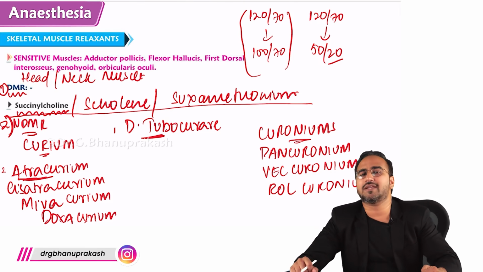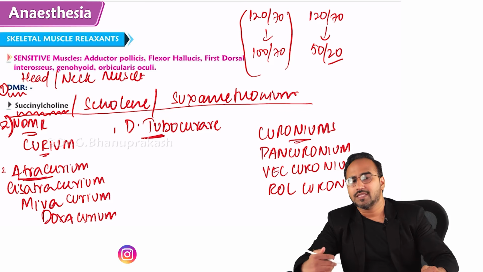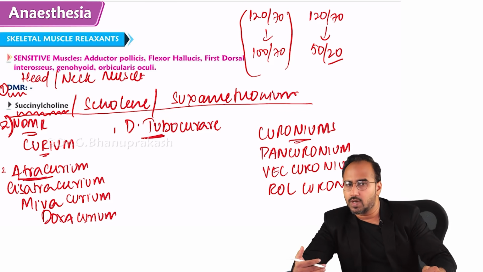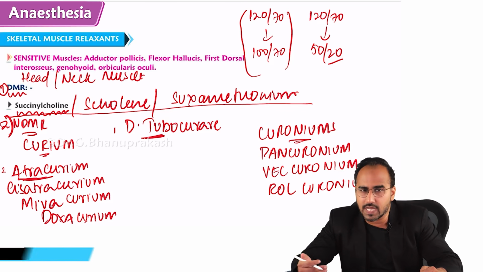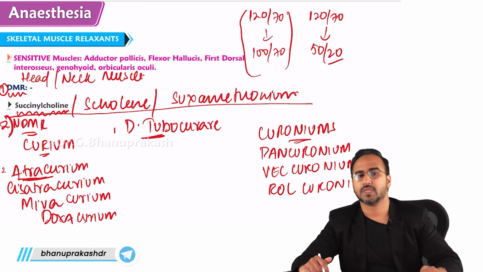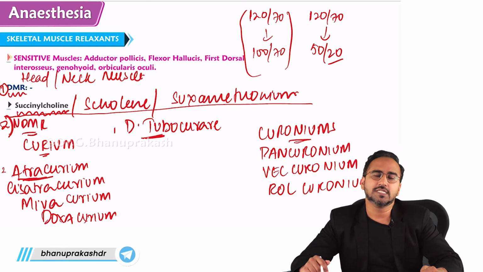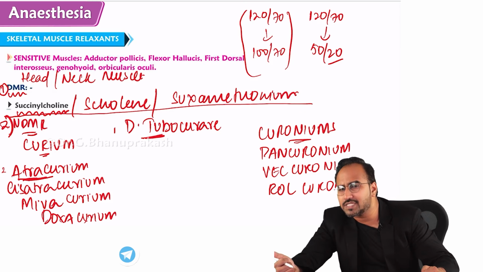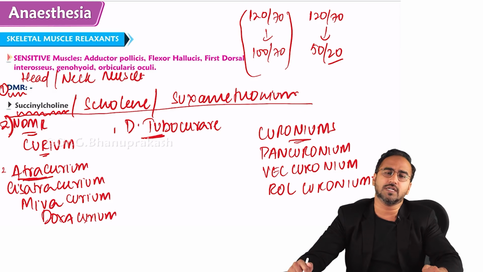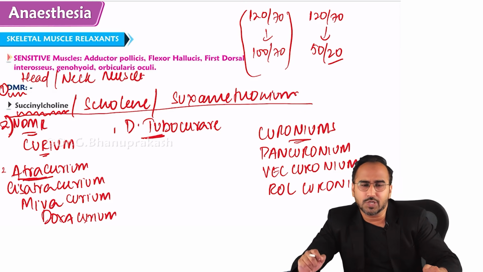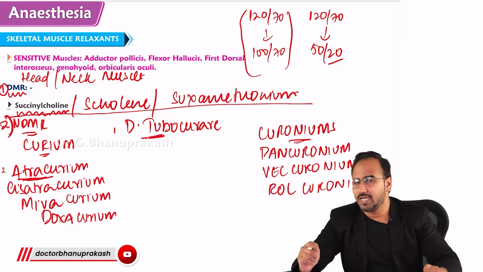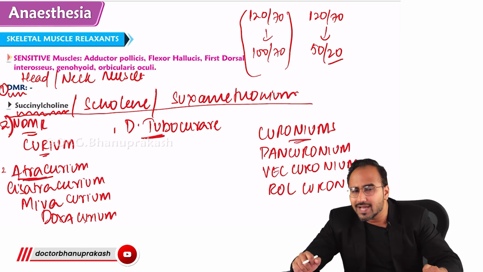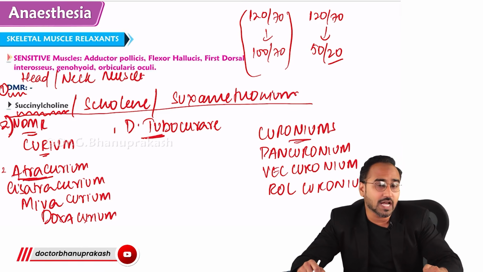After 6 months of Atracurium discovery, we came to know that Atracurium also has some side effects. What side effects did Atracurium have? Atracurium was releasing histamine, and whenever you give Atracurium as a long-term infusion, it releases a toxic compound called laudanosine. After how many months? 6 months. So guys, it happens.